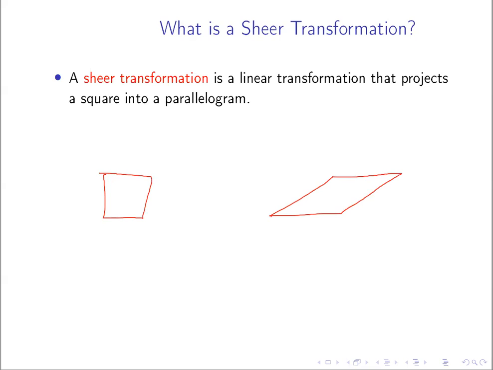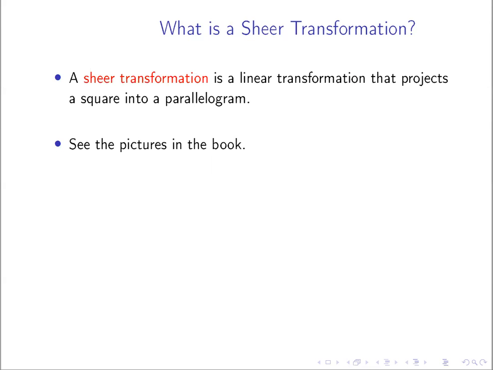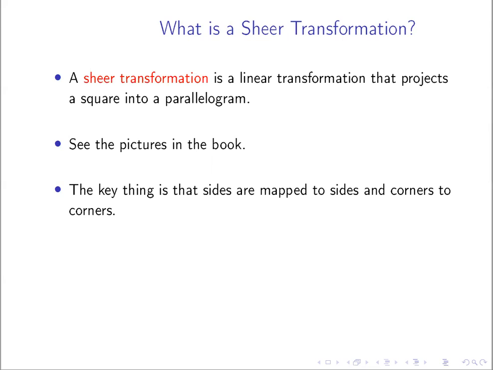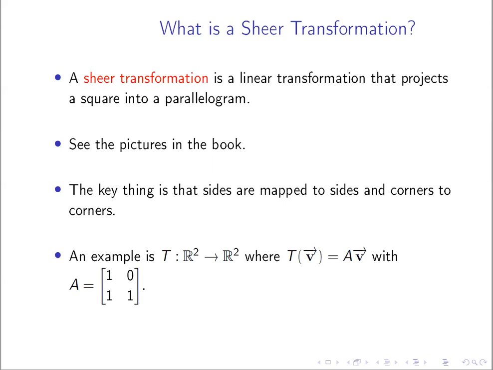All it has to be is some linear transformation. And the key part is, there are more pictures in your book, but the idea here is it takes sides to sides and corners to corners. So your sides always end up as sides, and your corners always go to the new corners. An example is R2 to R2 using the matrix 1, 0, 1, 1. You can try that: create a square, use all the points as the vectors you're inputting, and see where they go.